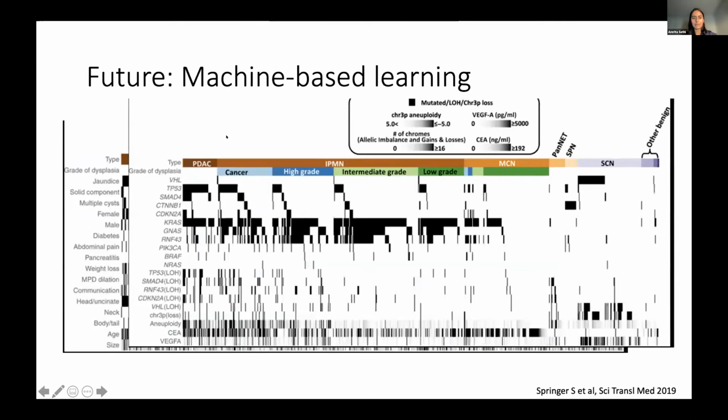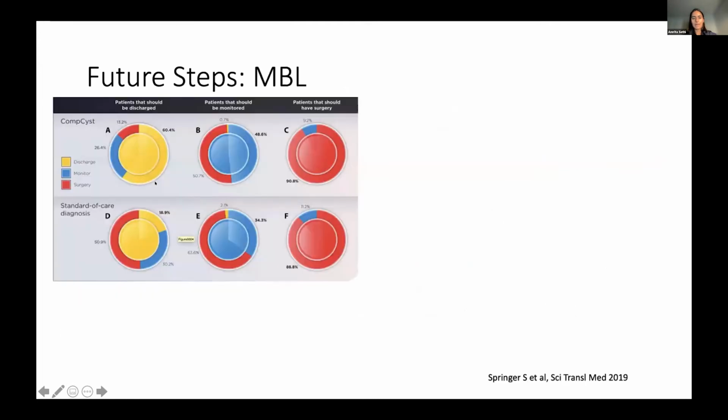What's coming? Well, as in every area, AI and machine-based learning shows some promise. This is an interesting study. It's a little above my knowledge of AI, but I will comment that it's basically a machine-based learning computation that takes into account all of these clinical features listed here, determined for all the different types of cysts, as well as all of these genetic mutations. And when put together, they tried to determine whether this CompCyst computational analysis could help improve the ability to stratify patients into discharging them, continuing monitoring, or sending them to surgery.